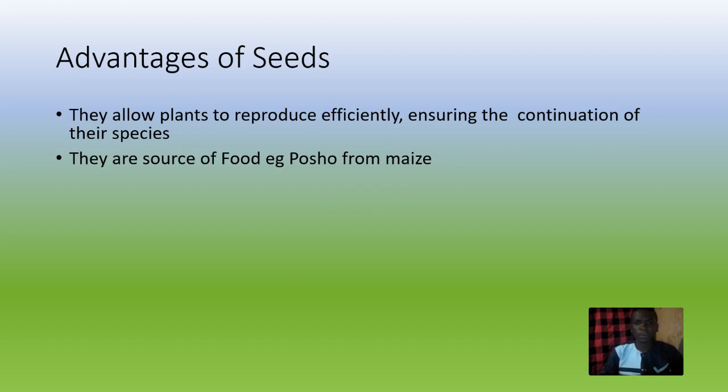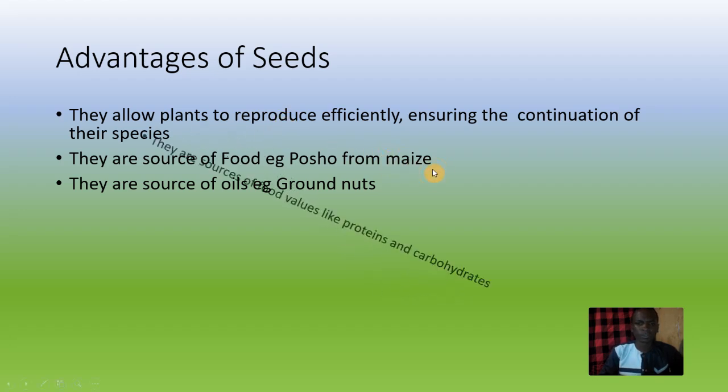Now, seeds are a source of food. For example, porridge from maize. I think that one we can see very well within our communities. For example, in schools, we usually take porridge. Then seeds are a source of oil. For example, groundnuts. From groundnuts, we can have oil, which we can use for consumption and home use.